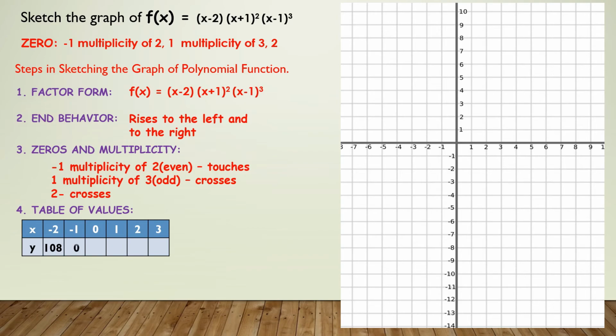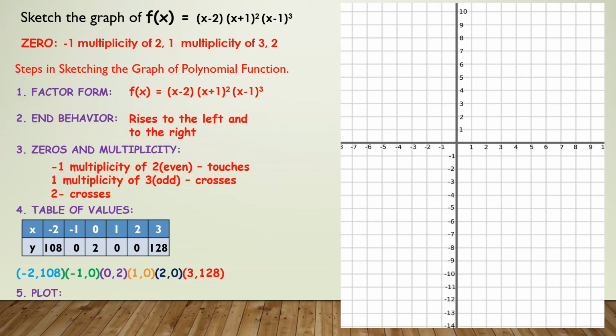If x is equal to -1, that will give you y equal to 0. If x is equal to 0, you will have y equal to 2. If x equals 1, y is equal to 0. If x equals 2, y is equal to 0. Then if x equals 3, y is equal to 128. From here, we make ordered pairs: (-2, 108), (-1, 0), (0, 2), (1, 0), (2, 0), and (3, 128).